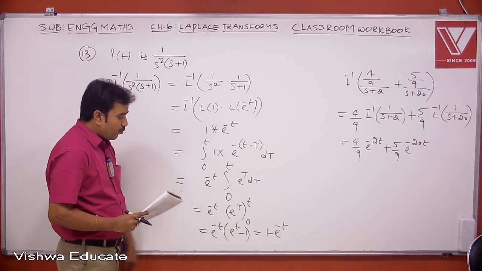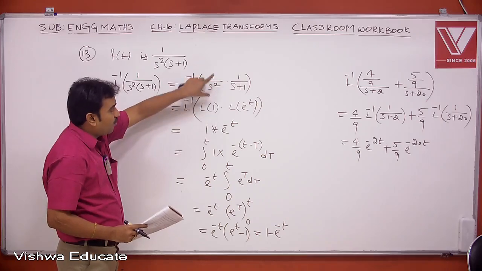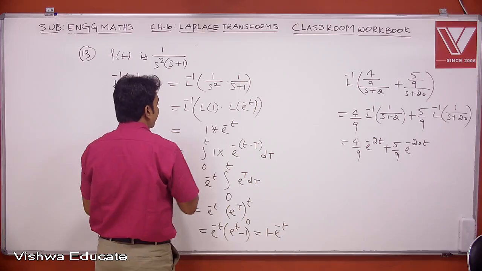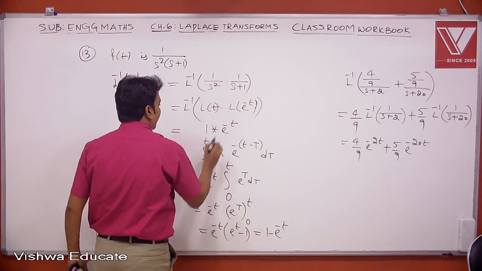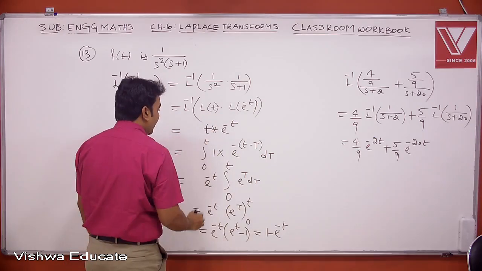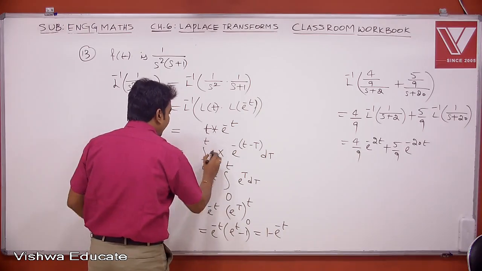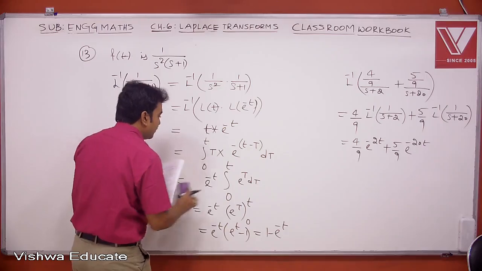But is this true? Actually L inverse of 1 by s square is t. So in this case f is t, so this is t star e power minus t. So f of capital T is capital T, so we will get capital T times this.